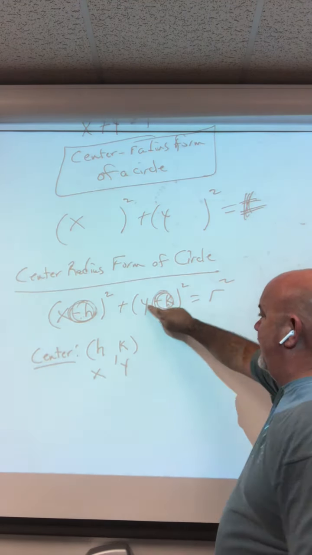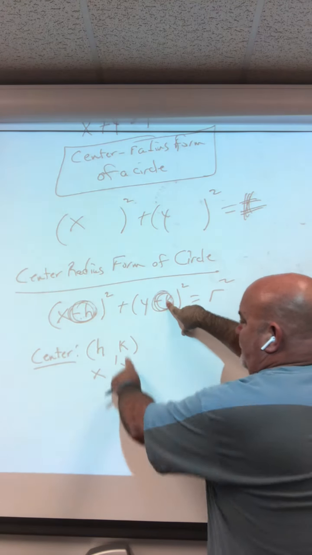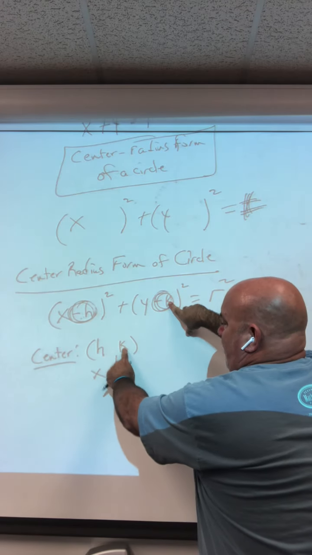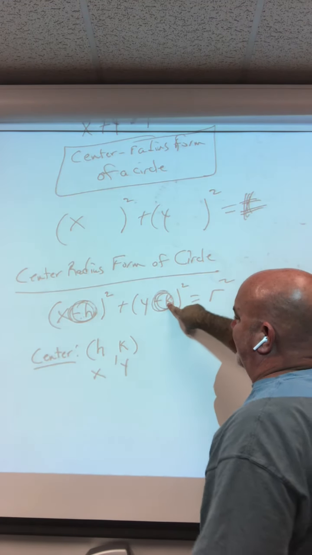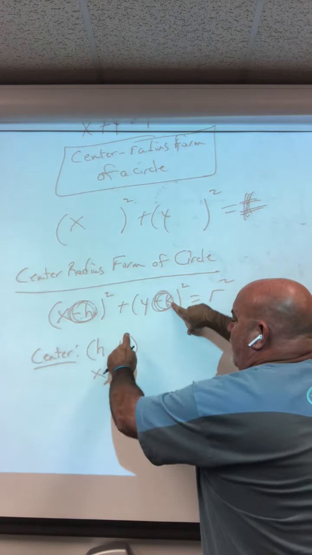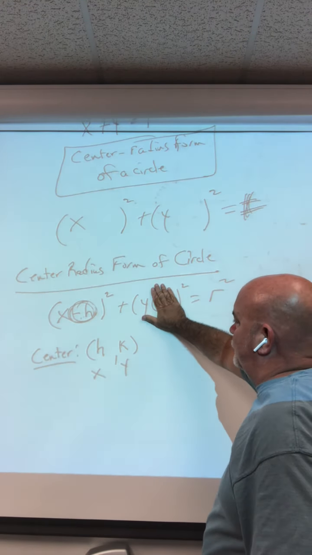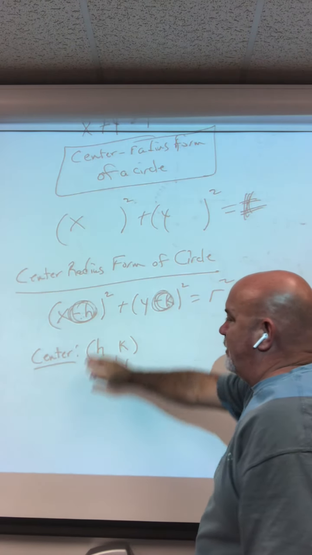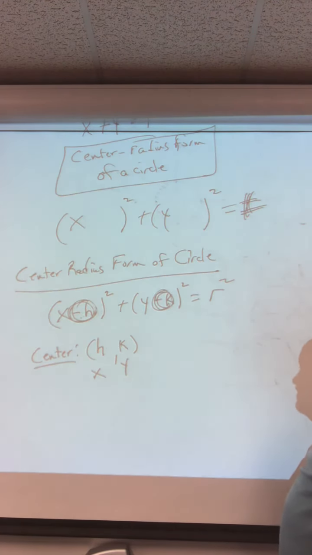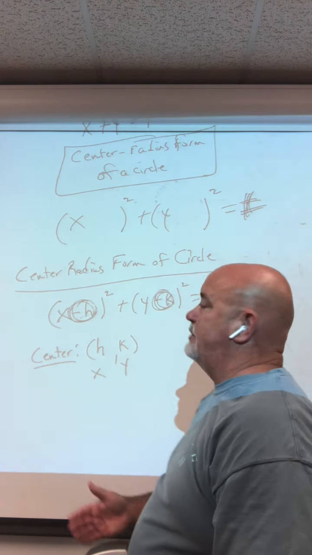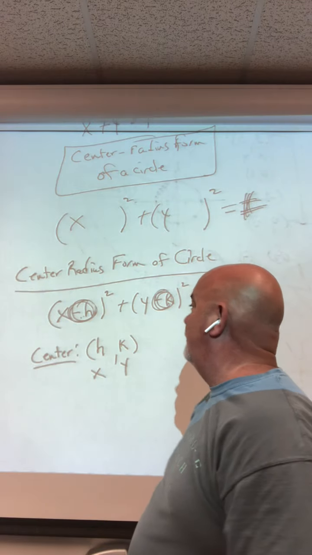For instance, if this is y minus 7, this would be plus 7. Y minus 50, this would be plus 50. Y plus 11, negative 11. Y plus 4, negative 4. If it's just y squared, then your k value is 0. So that's how you can get the center just by looking at it. And by the way, that's why this is called the center radius form of the circle.